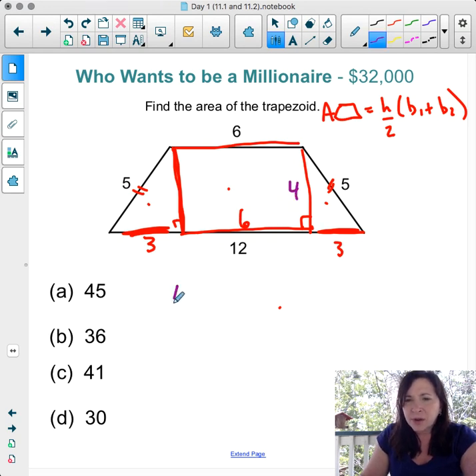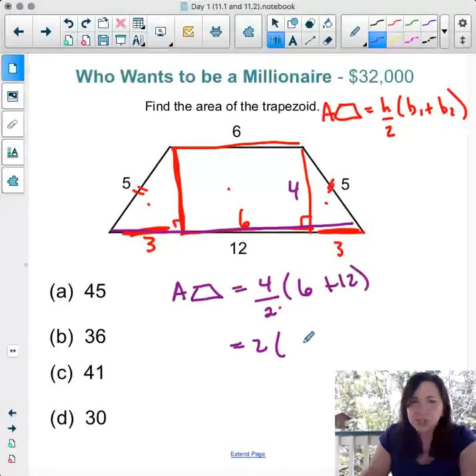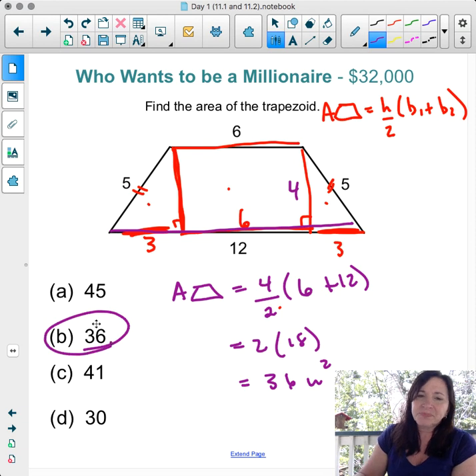So to find the area of my trapezoid, I'm going to say the height divided by 2, so 4 divided by 2, times the sum of the bases. So it's going to be 6 plus the whole base, which is 12. So what we have here is 2 times 12 plus 6, which is 18. 18 times 2 is 36, and this is units times units, so that'll be units squared. So 36 units squared. So my answer for this problem is B. All right, so let's see where we're at.